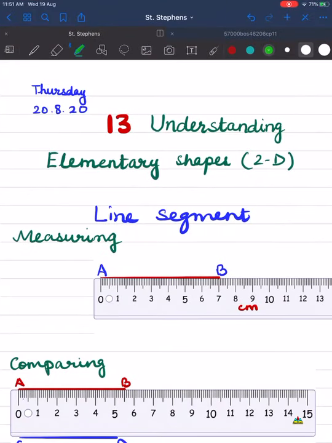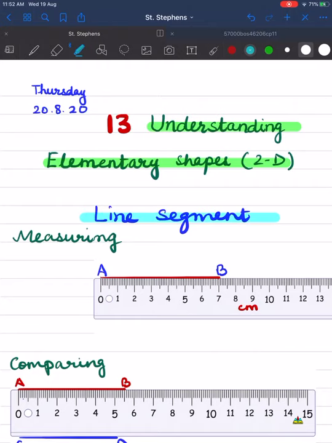Children, today we are going to start chapter 13, Understanding Elementary Shapes. First, we will learn to measure, compare and draw line segments and angles. So let's start with line segment.